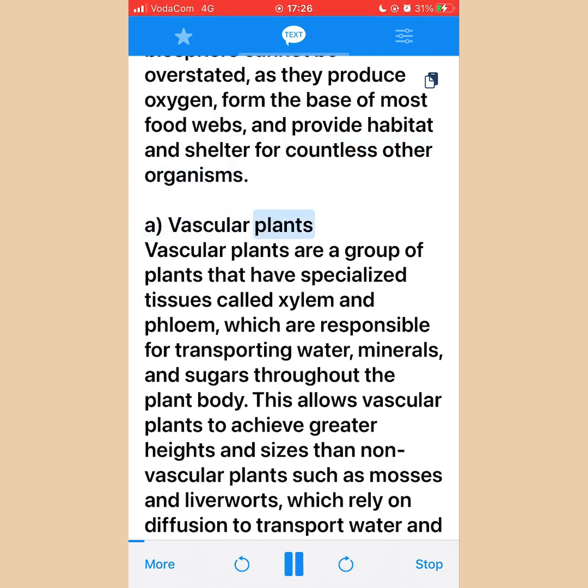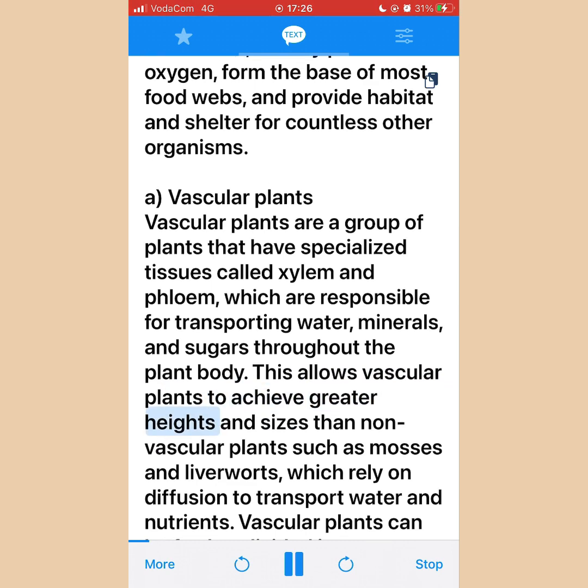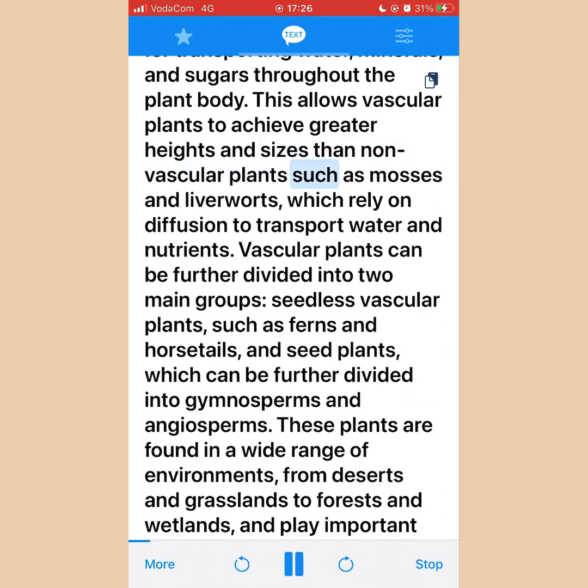Vascular plants. Vascular plants are a group of plants that have specialized tissues called xylem and phloem, which are responsible for transporting water, minerals, and sugars throughout the plant body. This allows vascular plants to achieve greater heights and sizes than non-vascular plants such as mosses and liverworts, which rely on diffusion to transport water and nutrients.